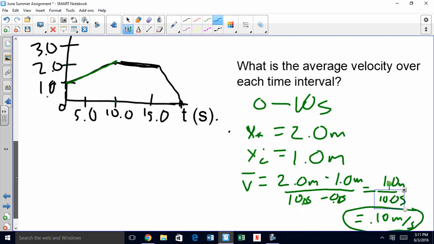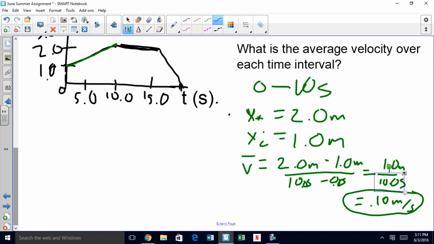So that's just using the formula that I gave you, right? v bar is delta x divided by delta t. Just using that formula that I gave you right at the beginning. So let's do the second time interval. Let's do 10 seconds to 15 seconds. Same idea.